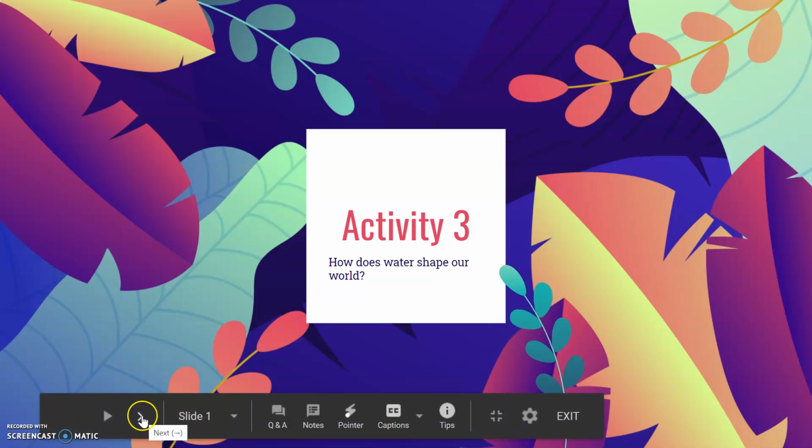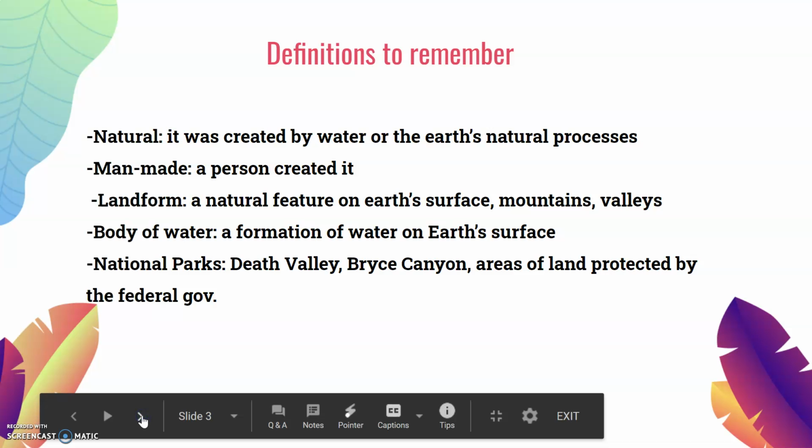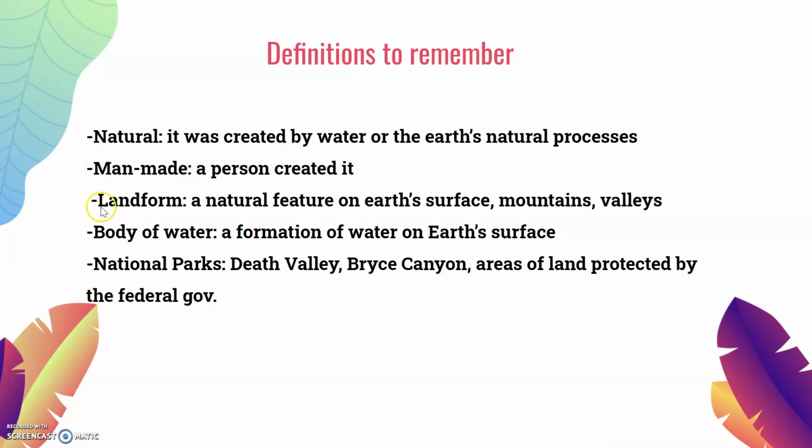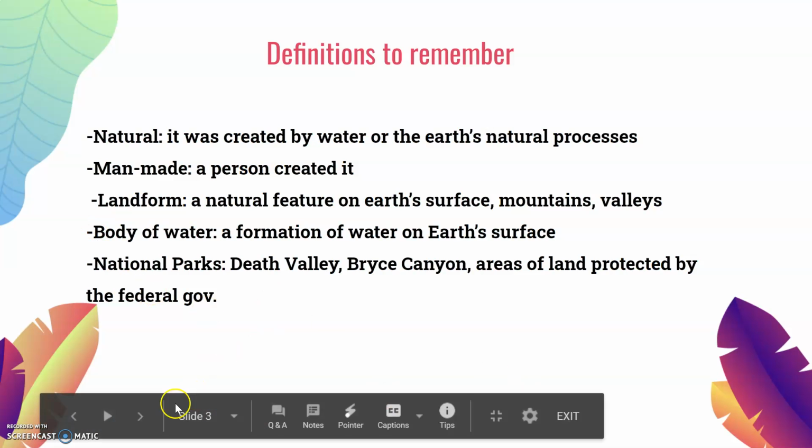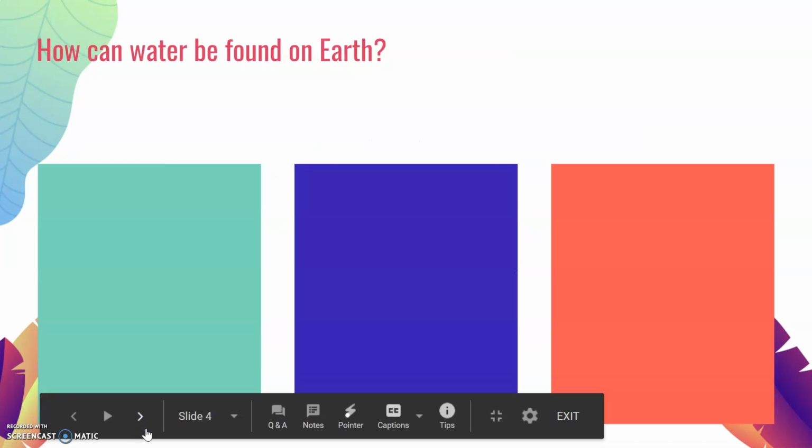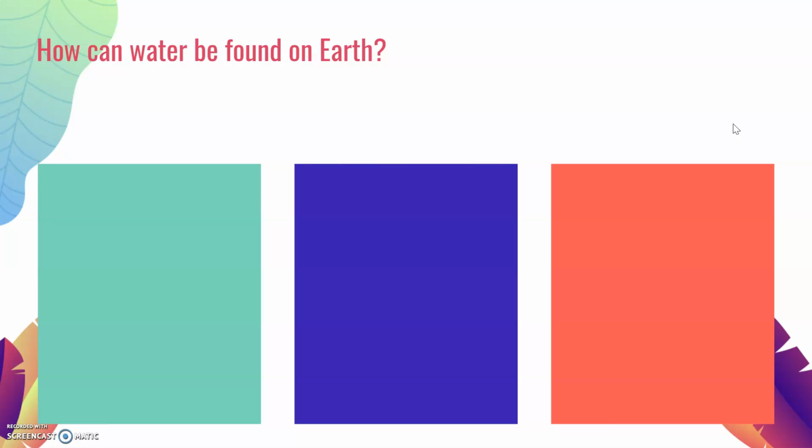Talking about Activity 3 from How Does Water Shape Our World? And I just want to remind you guys, these definitions are all going to be posted on Google Classroom. We know natural and man-made from the week before. We know landform, body of water, and we know a couple different national parks. So there are 3 ways that water can be found on Earth.